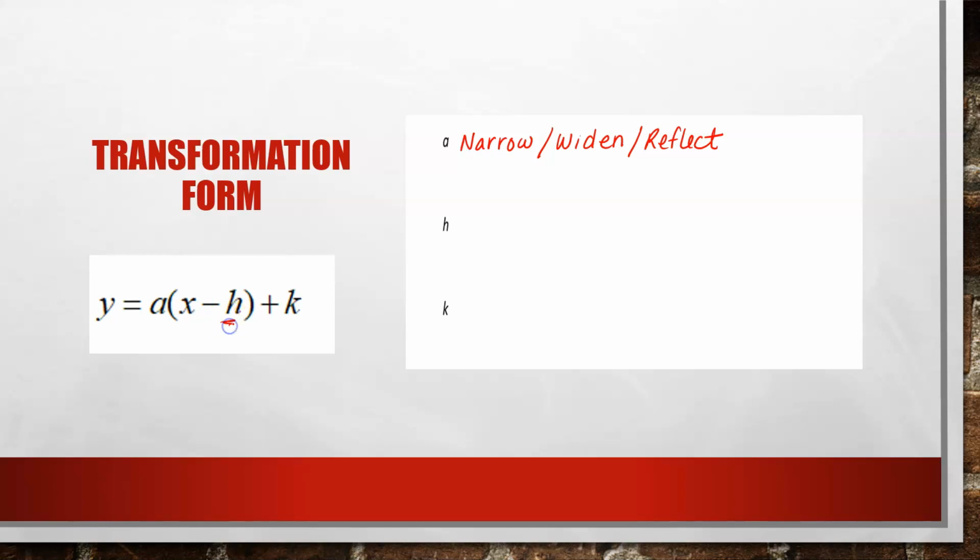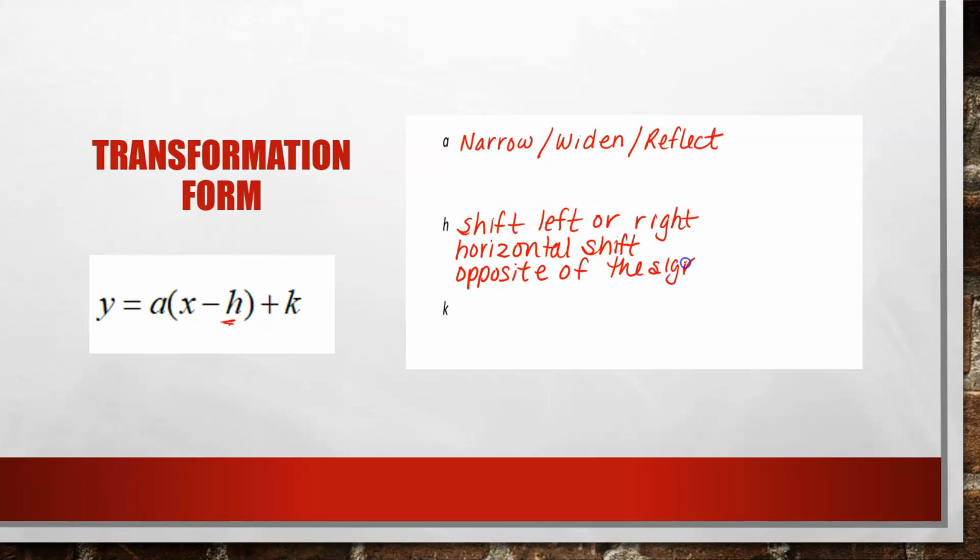The H, which is right here, can shift the line left or right, which in your book, they call a horizontal shift. And it's opposite of the sign. So if you have subtraction, it's going to shift to the right. If you have addition, it's going to shift to the left. All right, the K, which is right here, tells you how much it shifts up or down, which the book calls a vertical shift. And this is compared to the parent.